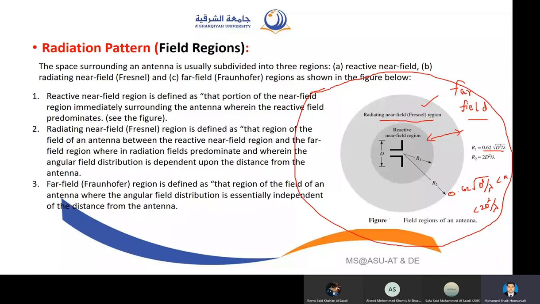And the last one is the far field region, whatever region is present after this distance. If R3 is greater than 2d square by lambda, that full outer space region we call the Fraunhofer or far field region. Another name for the far field region is the Fraunhofer region. So these are the 3 regions based on the radiation pattern classification.